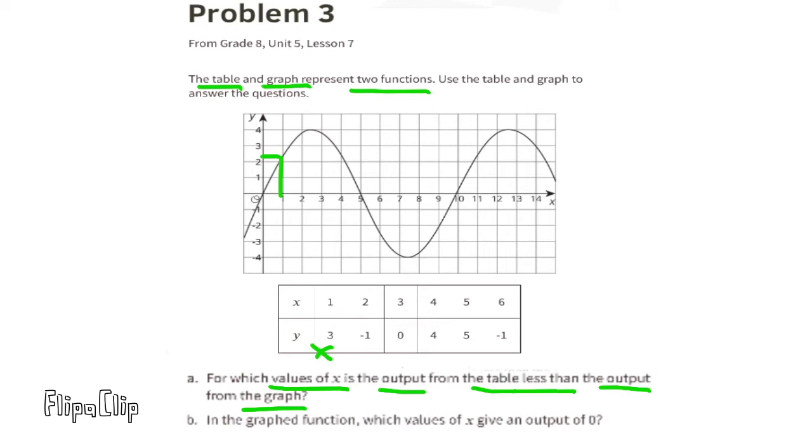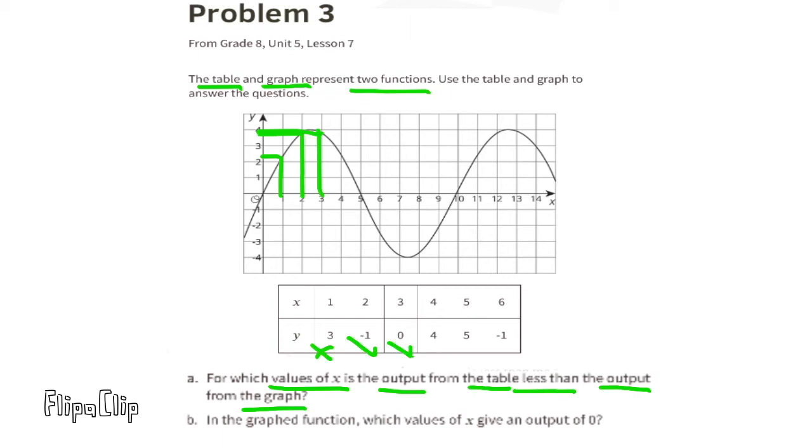On the table, when x is 2, y is -1, but on the graph, when x is 2, y is almost +4. Yes, this one, the table output is less than the output on the graph. For the next one, in the table, when x is 3, y is 0, but on the graph, when x is 3, y is just a little bit less than +4. Yes, this one, the table output is less than the output on the graph. Let's look at the next one in the table. When the value for x is 4, the value for y is 4.